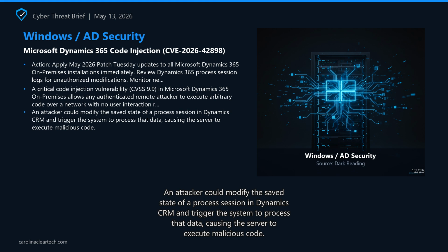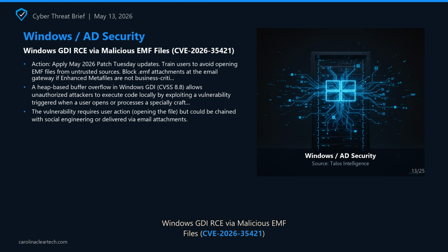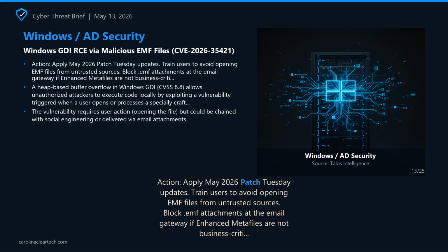Windows GDI RCE via malicious EMF files, CVE-2026-35421. A heap-based buffer overflow in Windows GDI, CVSS 8.8, allows unauthorized attackers to execute code locally by exploiting a vulnerability triggered when a user opens or processes a specially crafted enhanced metafile, EMF file, using Microsoft Paint. The vulnerability requires user action, opening the file, but could be chained with social engineering or delivered via email attachments.